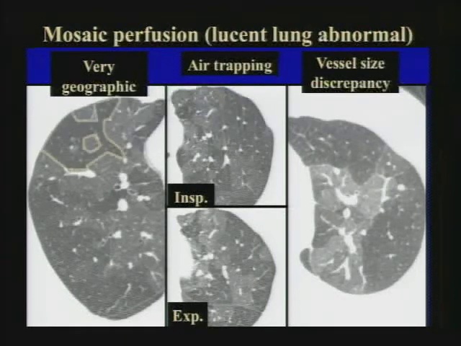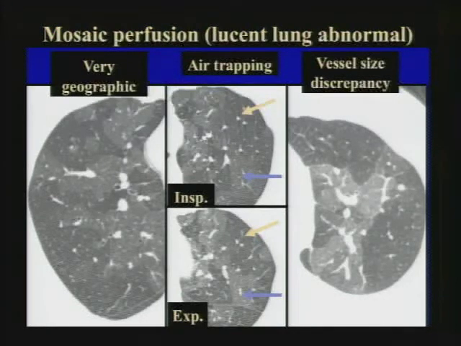3 ways to differentiate. When there's a very sharp geographic distinction between the lucent and opaque lung, you can draw a line with the difference between the two. Usually the lucent lung is abnormal and the pattern is mosaic perfusion. When there is air trapping and the lucent lung, as the patient breathes out, stays lucent, whereas the opaque lung gets denser, then it's not only mosaic perfusion, but it's mosaic perfusion from small airways disease.